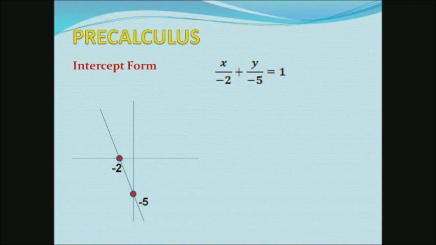So that means -2 is our x-intercept and -5 is our y-intercept. So -2 is our A and -5 is our B. So all we have to do is to substitute the values of A and B to our intercept form. And then we will have x over -2 plus y over -5 equals 1.